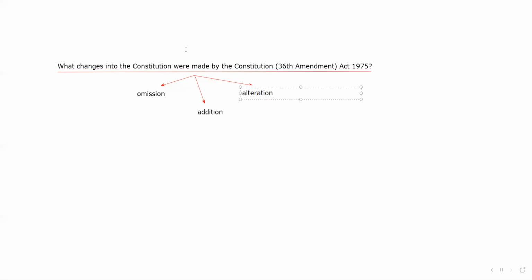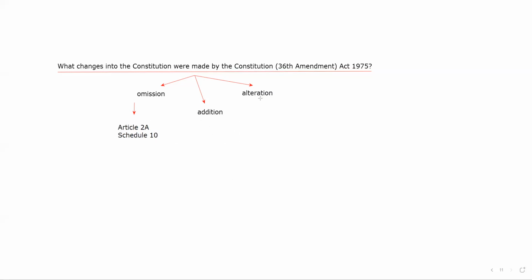As far as the omission is concerned, what was omitted? We can say two things were omitted. One is Article 2A, and second is Schedule 10. So these two were omitted, we can say. And then the next thing, addition.